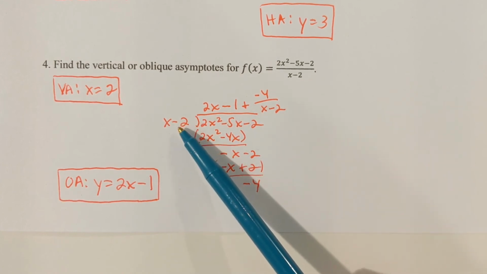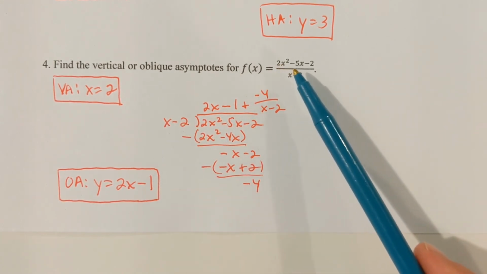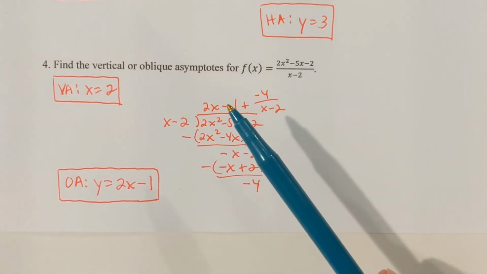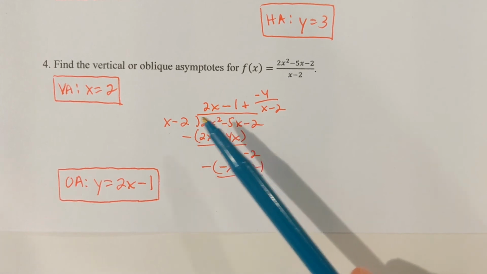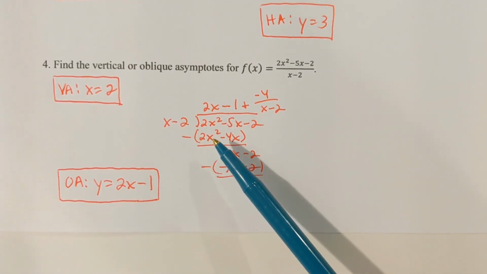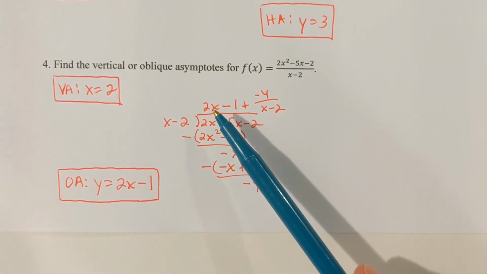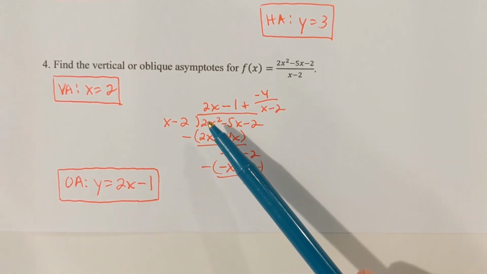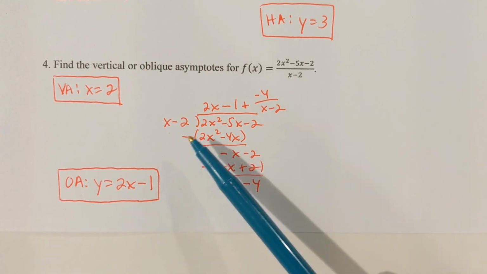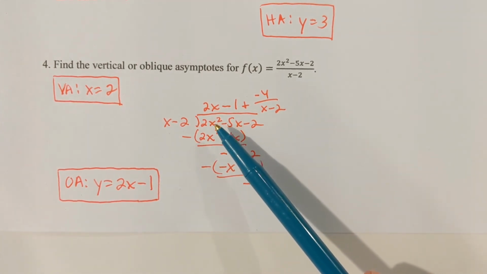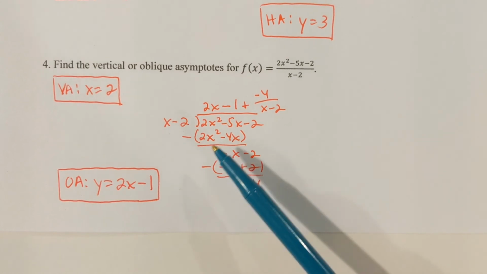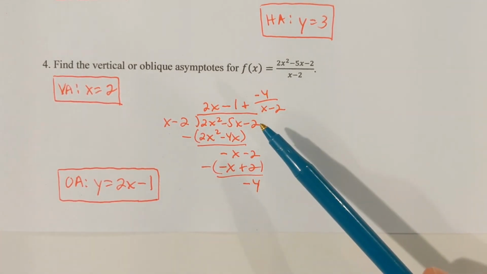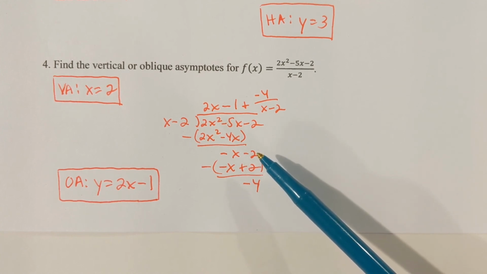x minus 2 is going to go outside the division bar. 2x squared minus 5x minus 2 is going to go underneath it. We need an expression such that when we multiply by x minus 2, the leading term is a 2x squared. If you use 2x, 2x times x minus 2 is 2x squared minus 4x. Those leading terms match. When you subtract these expressions, 2x squared minus 2x squared is 0. Negative 5x plus 4x is negative x. You can bring down the minus 2, and you can divide again.